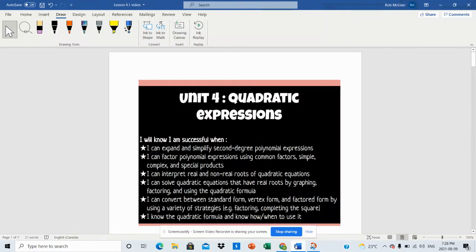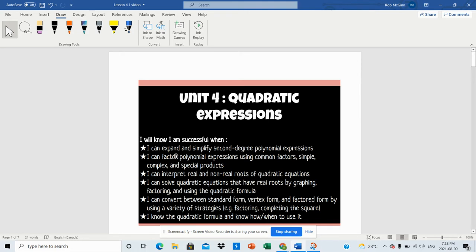Hello and welcome to Unit 4 on quadratic expressions. Now, this unit's going to be slightly longer. It's going to span 4 days, so the rest of this week will be dedicated to Unit 4. Because of that, we have a few more learning objectives, or learning goals.